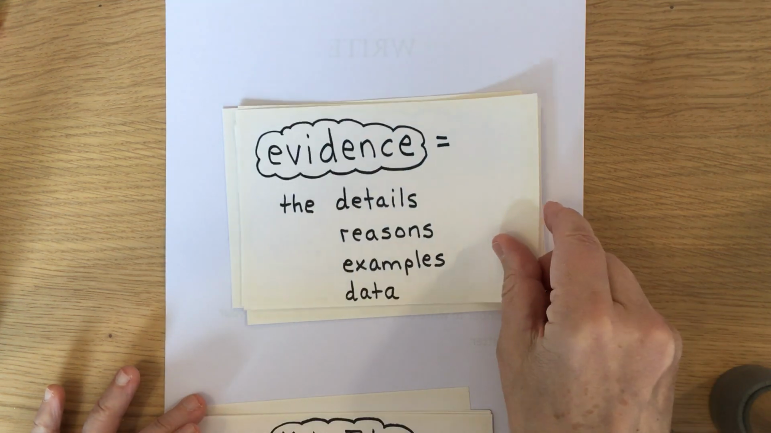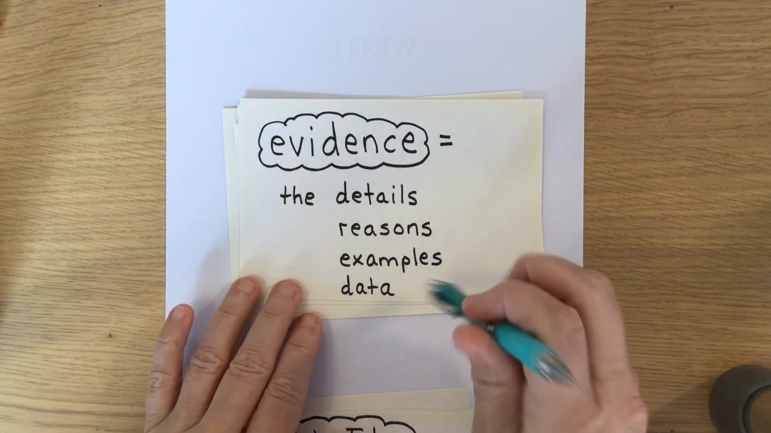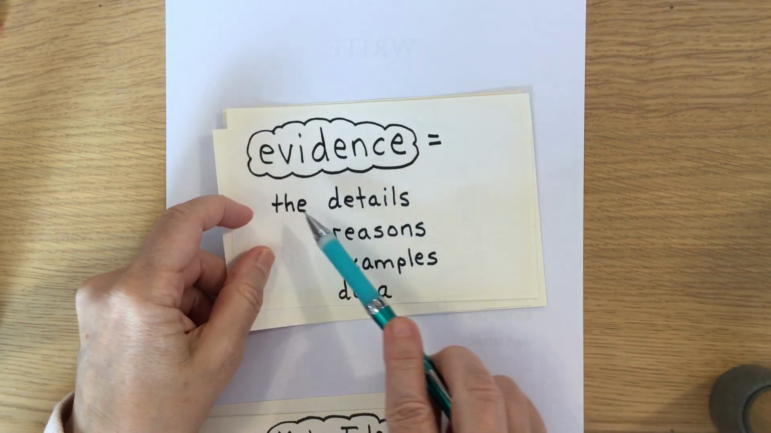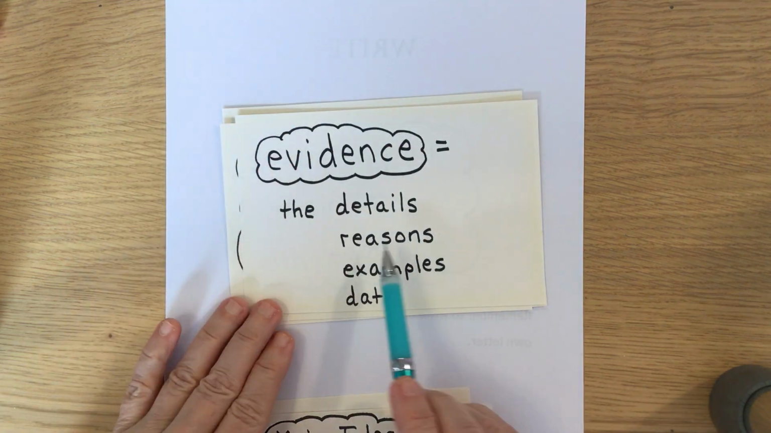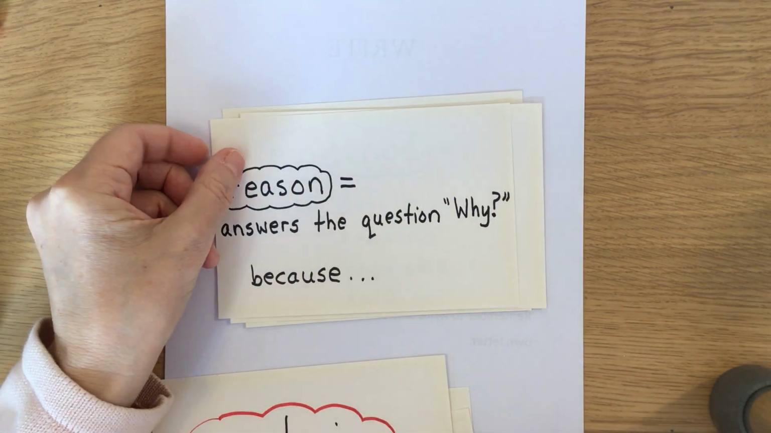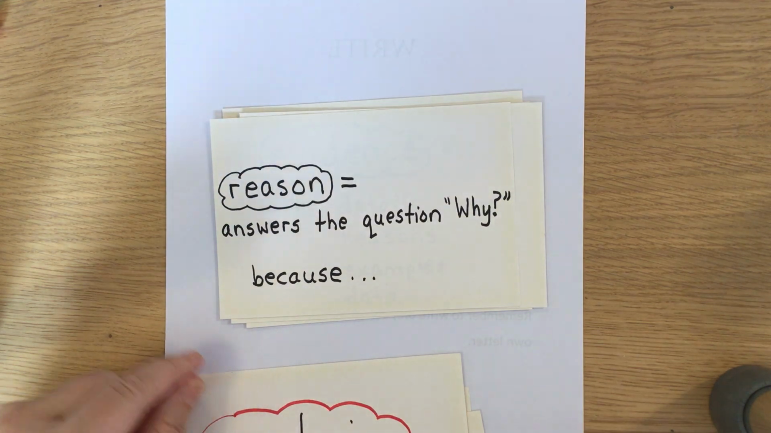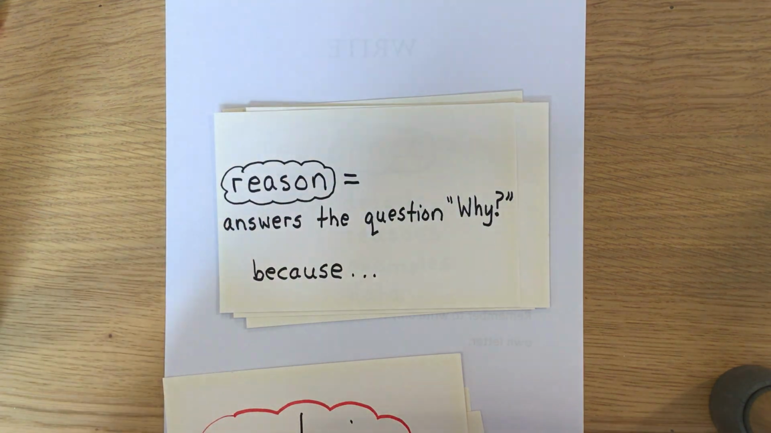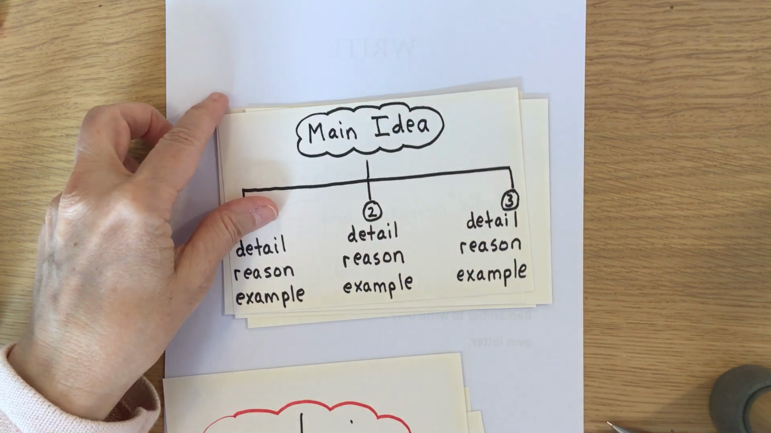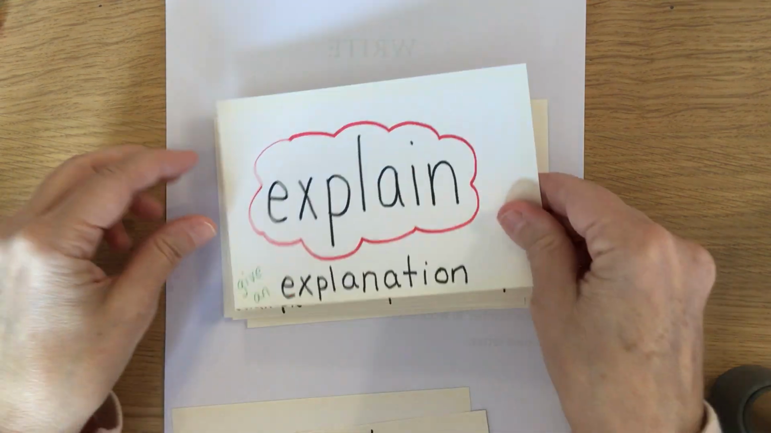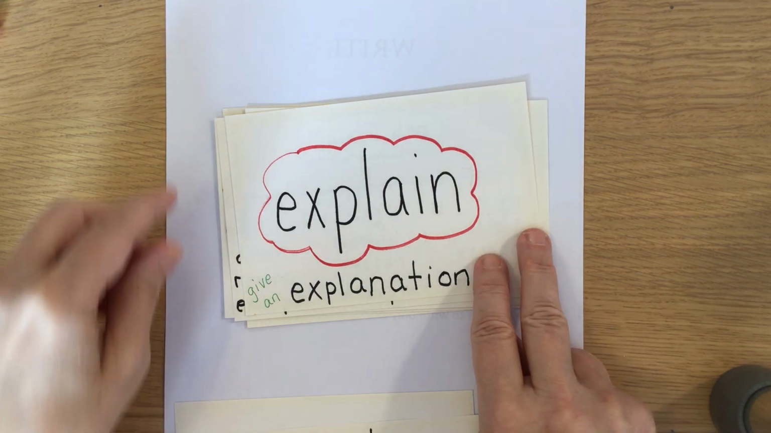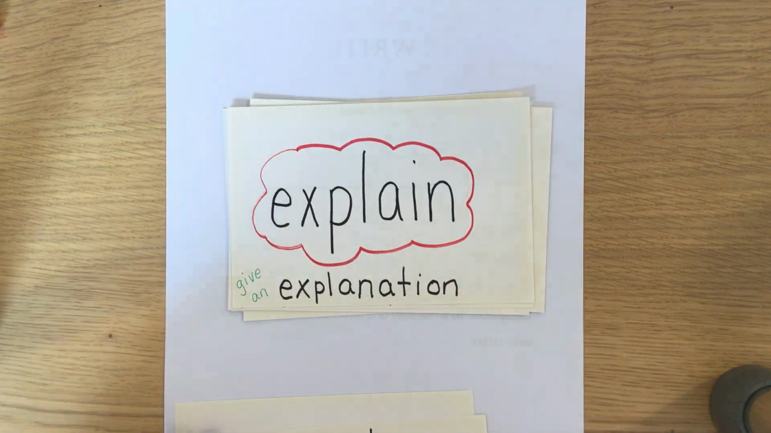And what is evidence? If our opinion is the main idea, then evidence are the details. The details are going to be our reasons. What is a reason? It answers the question, why do we have this opinion? So for our opinion, we will have 3 reasons that will explain our opinion. Our reasons will explain our opinion so that the reader will understand why we have the opinion that we do.